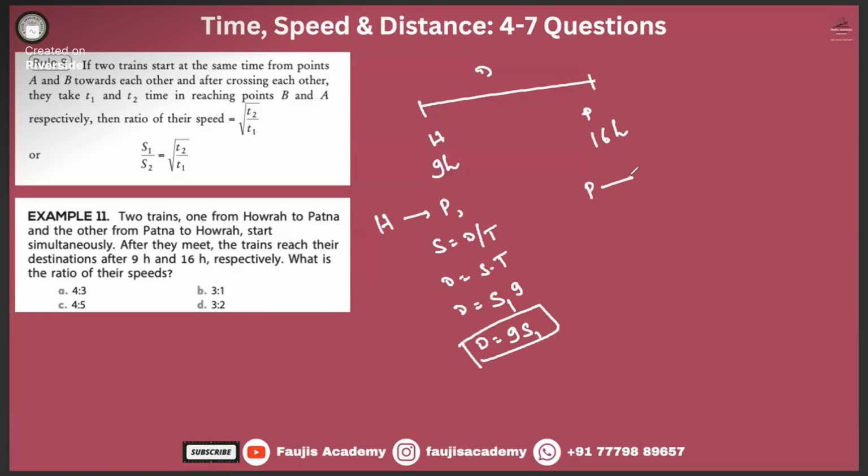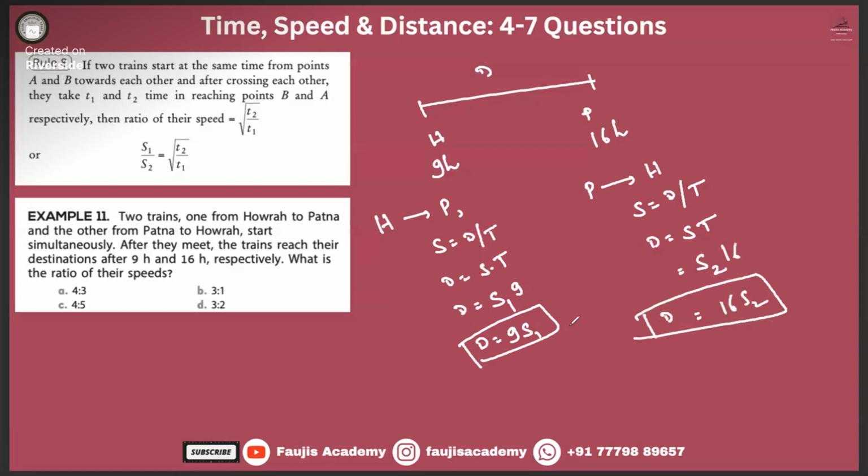Now from Patna to Howrah, what is the situation? Speed is equal to distance by time. This is the universal formula. So distance is equal to speed into time. Speed we do not know, let's call it S2, and time taken is 16 hours. That means D is 16 S2. Now these D are both the same. So 9 S1 is equal to 16 S2. So S1 divided by S2 is equal to 16 by 9.